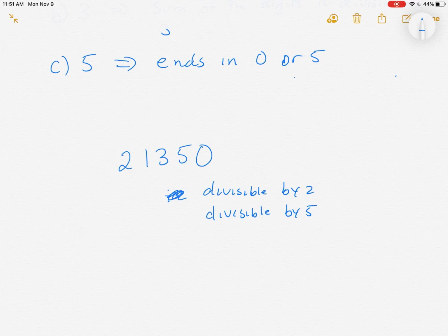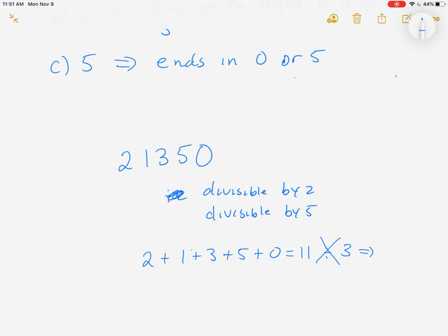Now, what about 3? Is it divisible by 3? What's 2 plus 1 plus 3 plus 5 plus 0? Well, that's 5, 6, 7, 8, 9, 10, 11. That is equal to 11. 11 is not divisible by 3. So therefore, 21350 is not divisible by 3. And only these two, if those are the two that are asking about.